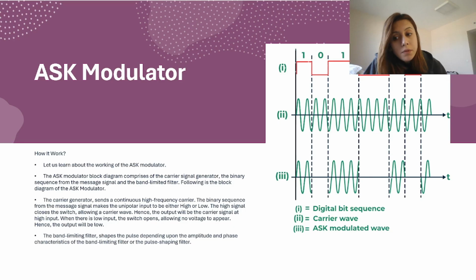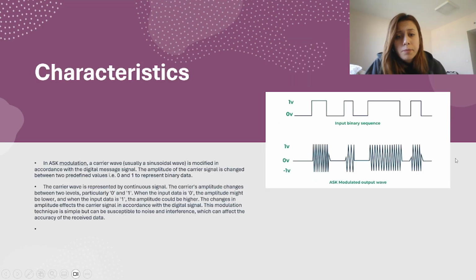The band limiting filter shapes the pulse depending upon the amplitude and phase characteristic of the band limiting filter, or the pulse shaping filter. Characteristic: in ASK modulation, a carrier wave, usually a sinusoidal wave, is modified in accordance with the digital message signal. The amplitude of the carrier signal is changed between two predefined values, 0 and 1, which represent binary digits.